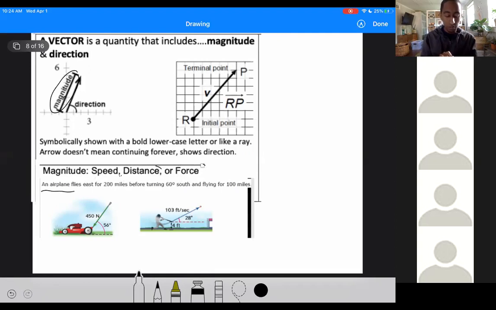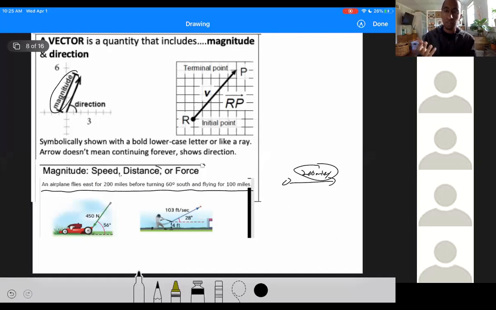So if they say an airplane flies east for 200 miles before turning 60 degrees south and flying for 100 miles, you could have an airplane. I'm not even going to attempt to draw an airplane, actually. Let's just say this is our airplane. It flies east for 200 miles. Then in that case, your magnitude is 200, right? And your direction is east, okay?